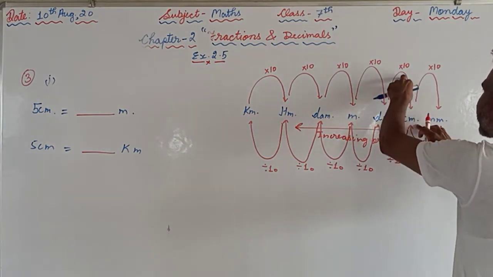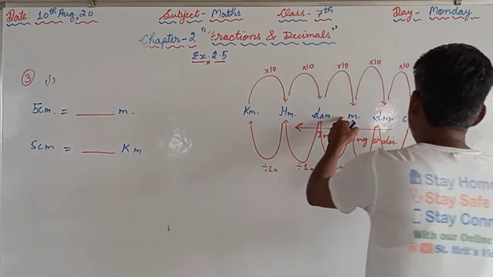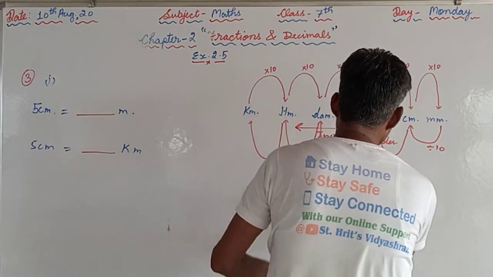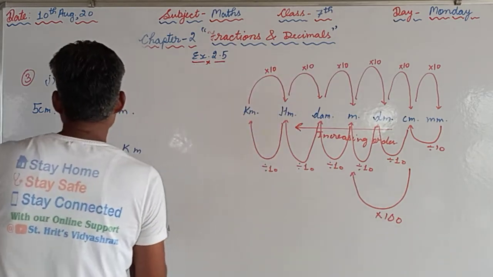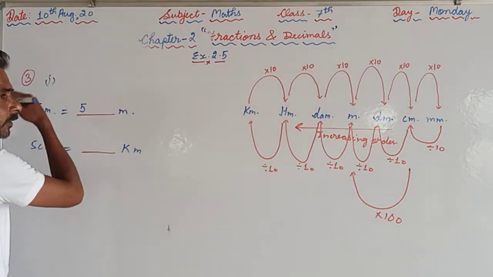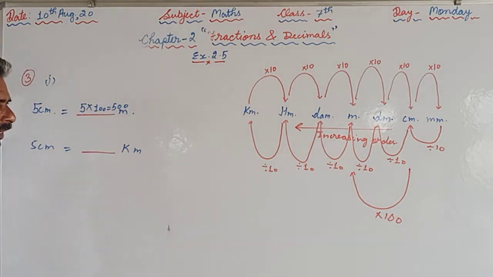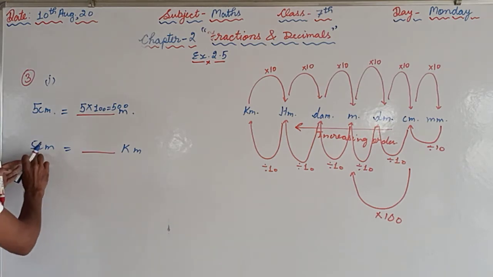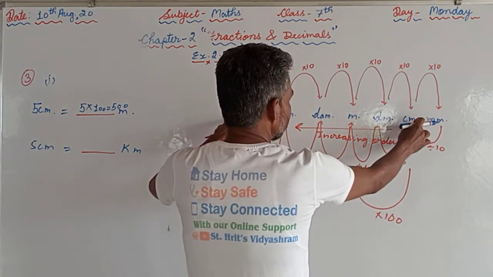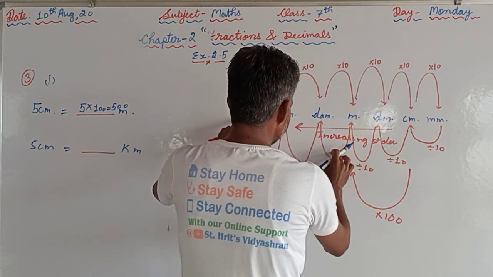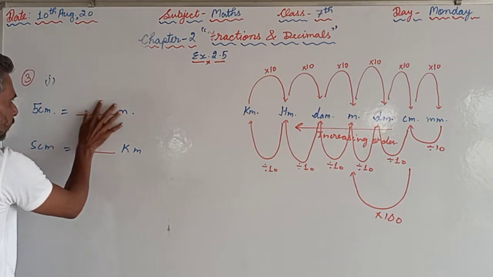So from here we cannot go like this because the arrow is downward. From here we can go to decameter, then meter. So from centimeter to meter, 10, then 10. So we are supposed to multiply by 100. So we multiply 5 by 100, that is 500 meters. At the same time, now we are supposed to convert centimeters into kilometers. From centimeter to kilometer, how many zeros will be there? 1, 2, 3, 4, 5. So here we have to multiply. Again we are getting the wrong thing here.